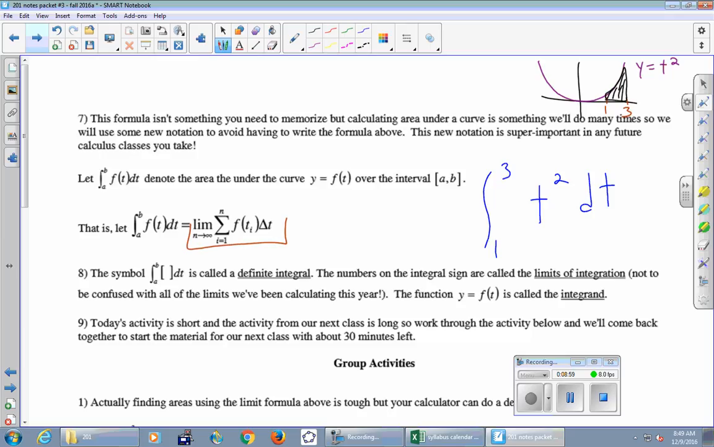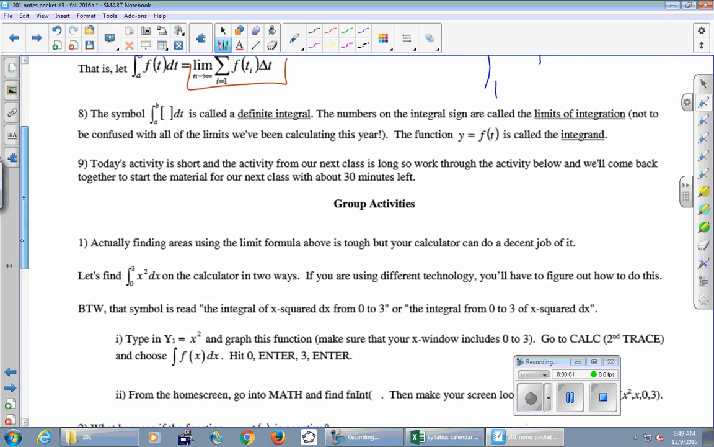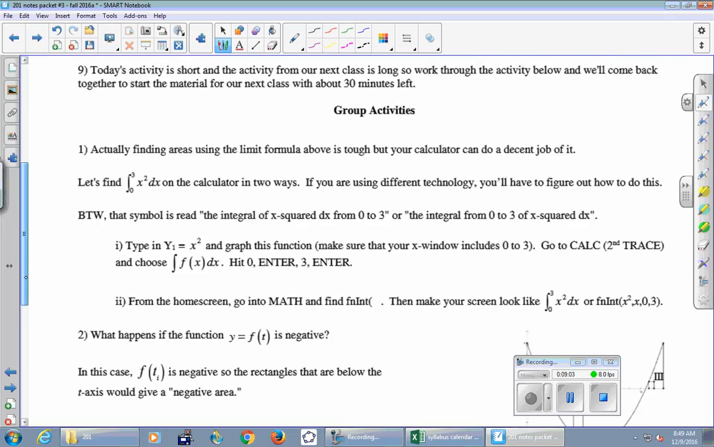All right, so you are going to work through this activity, but I'm going to tell you that this activity is short and next class is long, so I'm going to stop you at some point here, and we're just going to start the next class's material, okay? All right, so let's see how far we can get in here. Again, if you don't have a graphing calculator, come up and borrow one. Trade me for your phone.